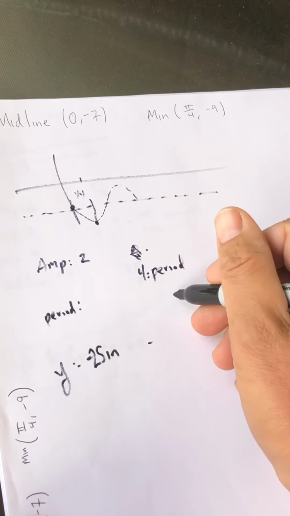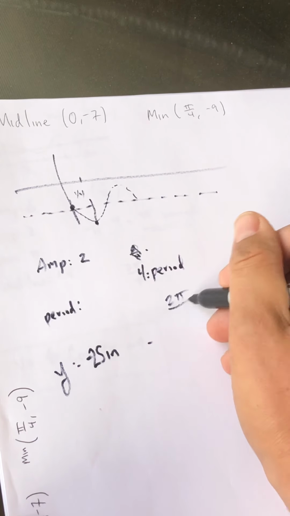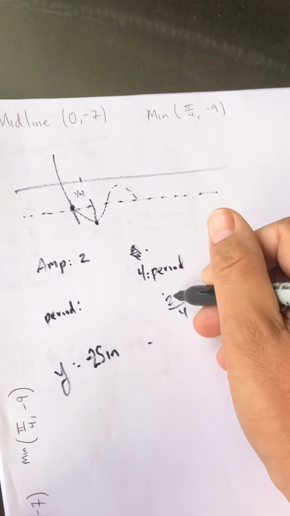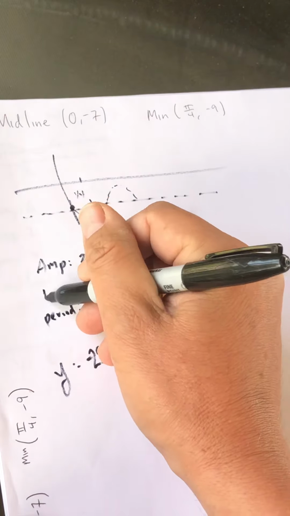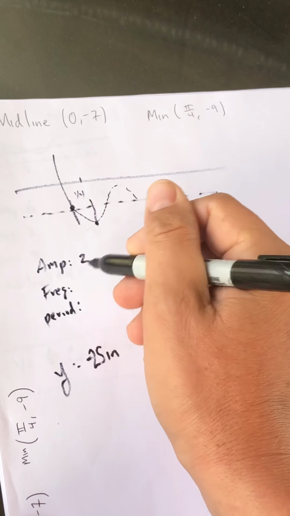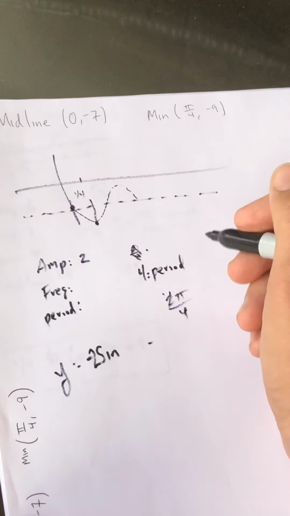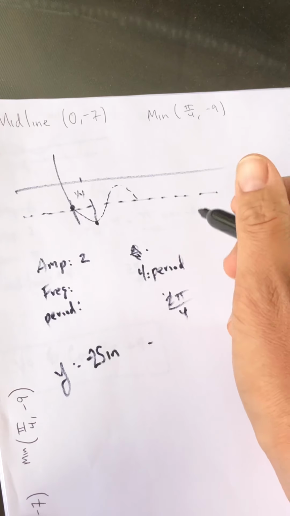All right, so I'm going to take my 2 pi, divide by 4. So my frequency is pi over 4.